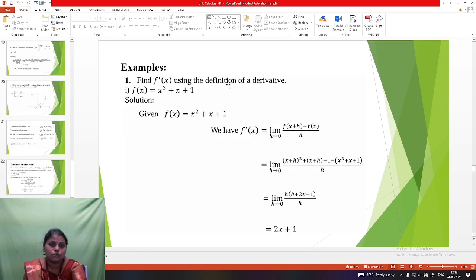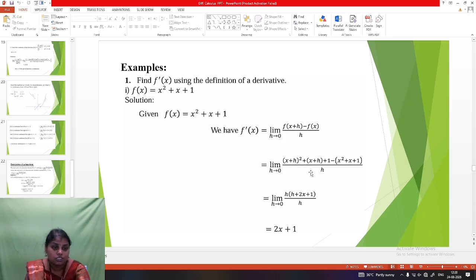Find f dash of x using the definition of derivative. Simple example: f of x equals x square plus x plus 1. Solution: we have f dash of x equals limit h tends to 0 of f of x plus h minus f of x divided by h. F of x value is x square plus x plus 1. F of x plus h value: x is replaced by x plus h. So x plus h whole square plus x plus h plus 1 minus f of x, the given expression x square plus x plus 1, divided by h.